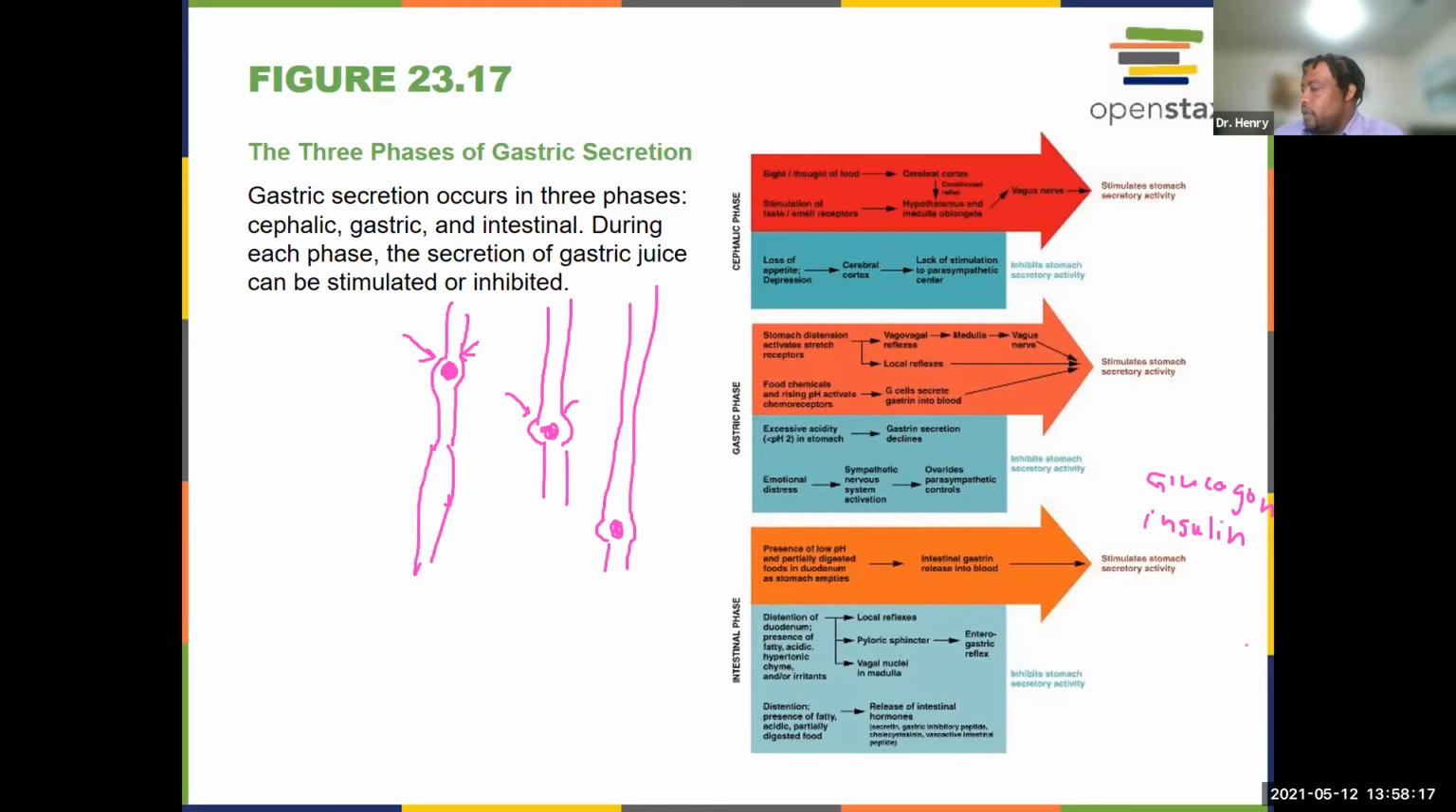So there are 3 phases to gastric secretion. 3 phases of gastric secretion. And at these phases, you're going to have various hormones that are going to be acting at these particular points. So we'll talk about that here in a few.